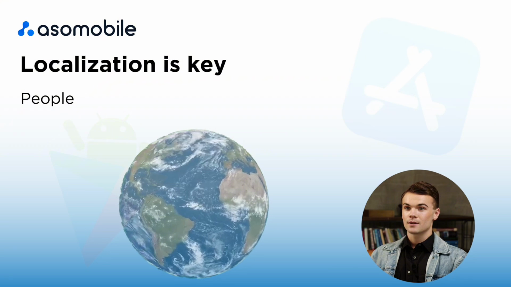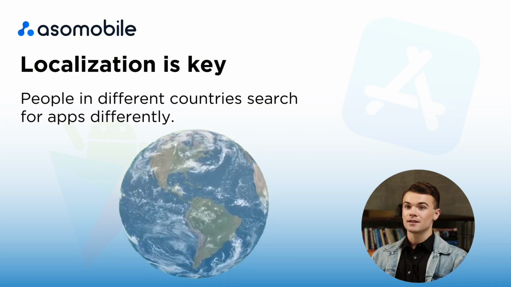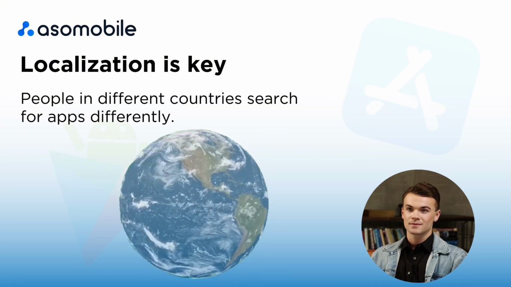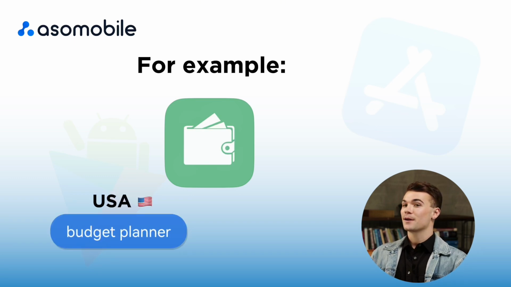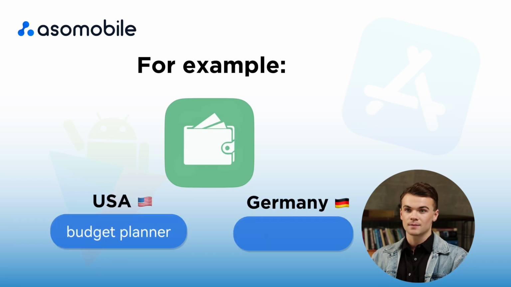Additionally, localization is key. People in different countries search for apps differently. For example, a finance app in the US might rank well for budget planner, while in Germany, users might search for finance planner. Optimizing your keywords for different languages and markets can significantly increase downloads.